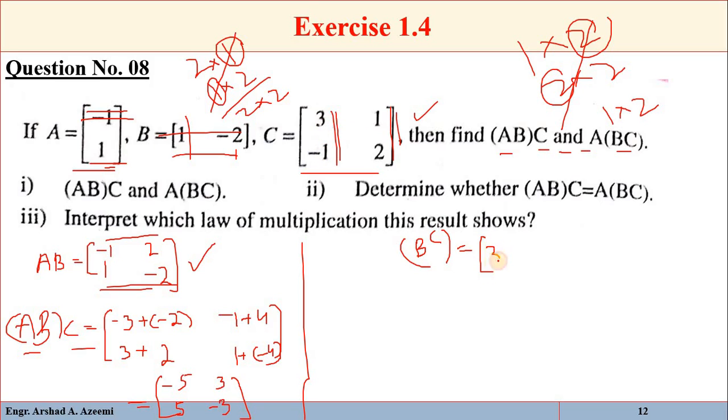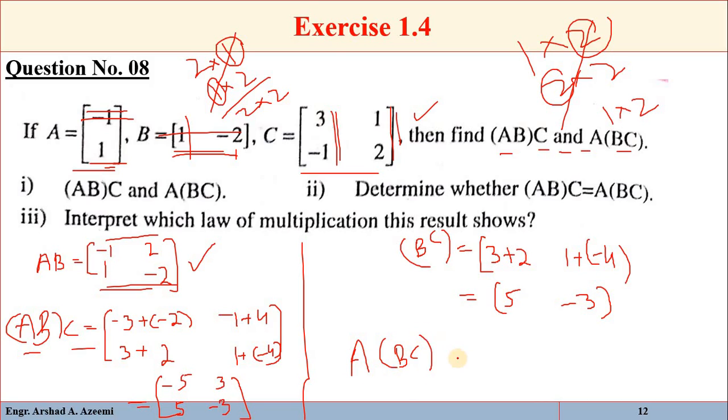So that is 3, minus 2 multiplied by 1, so that is 2. Multiply the first row with second column, so 1 multiplied by 1, that is 1, plus minus 2 multiplied by 2, so that is minus 4, and the result will be 5 and minus 3. Now that is BC. Now multiply A with this BC.